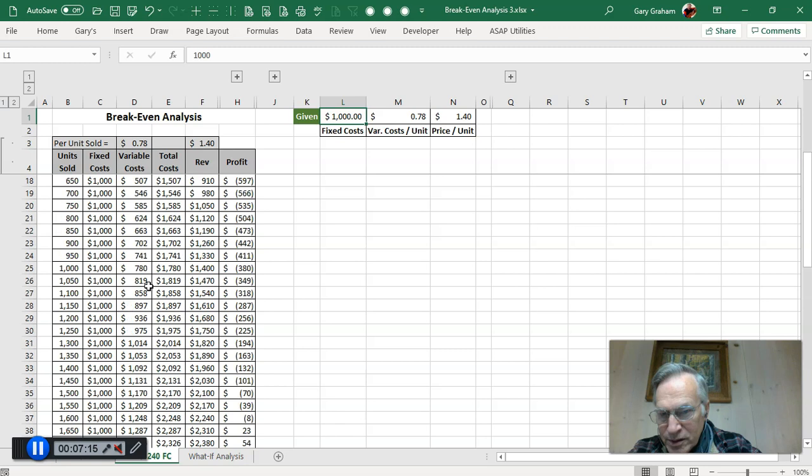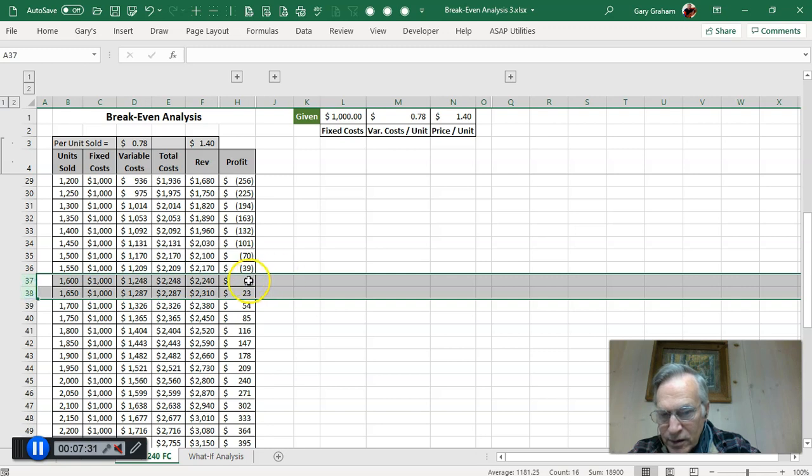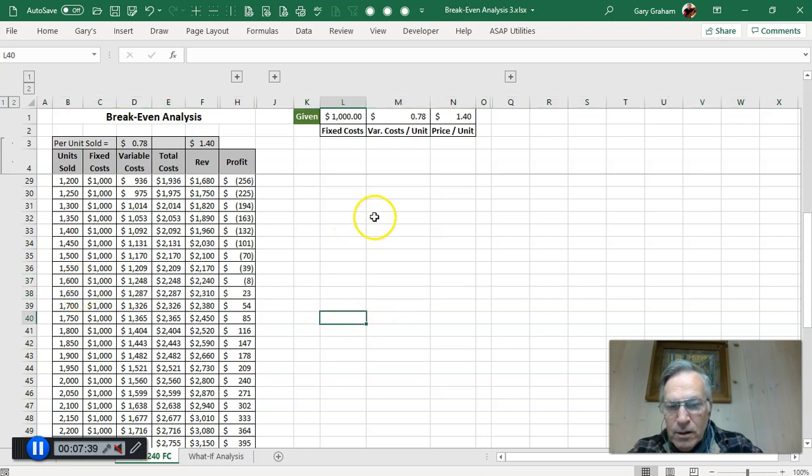If you come back up in the table here where it has recalculated as well, you can see it's at about 1,600. Somewhere between 1,600 and 1,650 is where it changes over. You go from a negative $8 to a positive $23, so maybe 1,625, something like that. So let's change this back to 1,240.